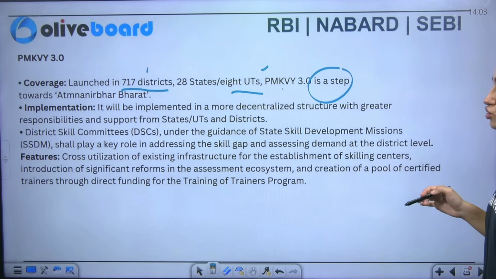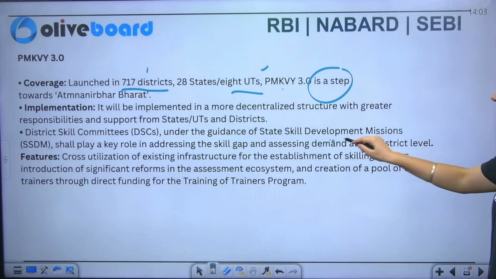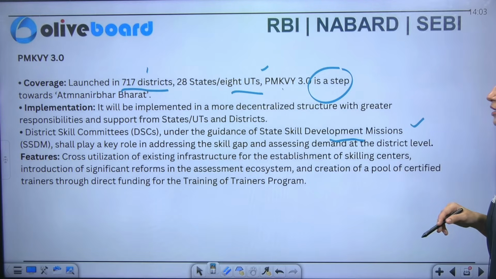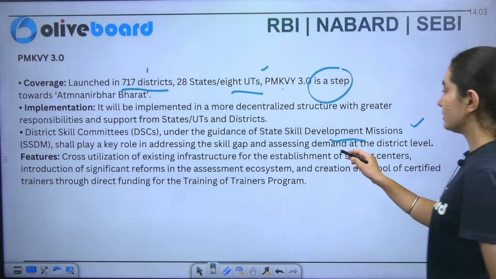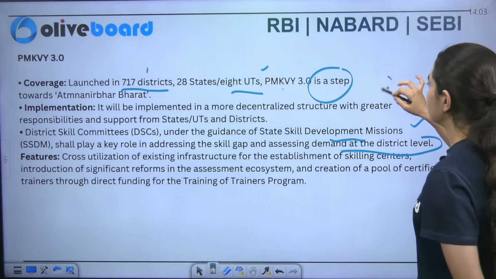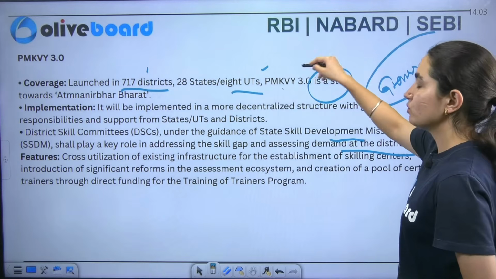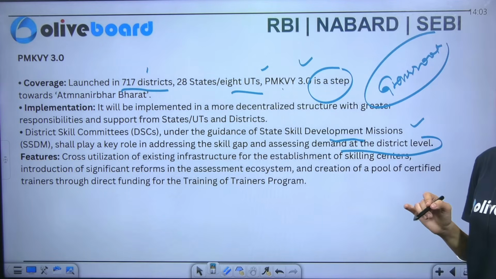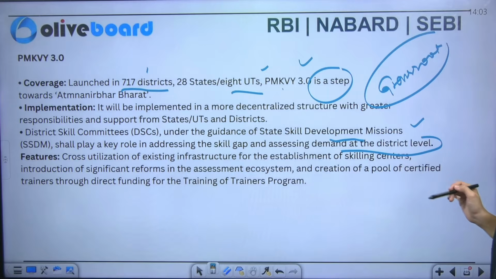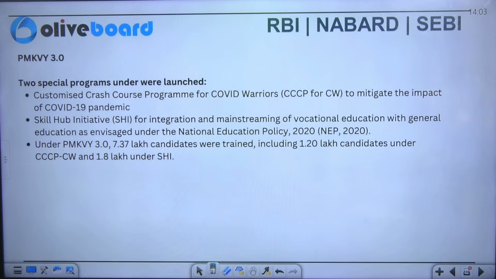Then it includes the district skill committees under the guidance of State Skill Development Mission shall play a key role in addressing the skill gaps and assessing the demand at the district level. So that is one of the reasons that it was started working at the grassroots level. So grassroots level की अगर मैं बात करूँ, 3.0 that provided us this benefit. Features, so cross utilization of the existing infrastructure for the establishment of the skilling centers, introduction of significant reforms in the assessment ecosystem, and the creation of a pool of certified trainers through direct funding of the training of the trainers program. Then we have two special programs here.